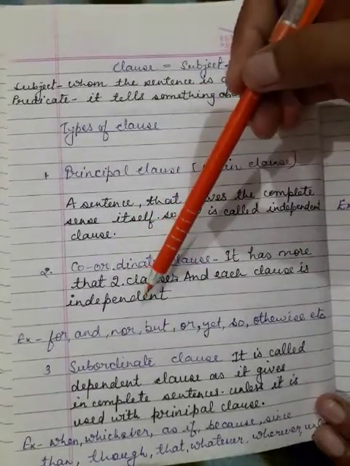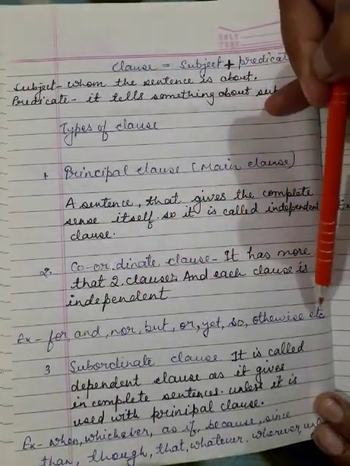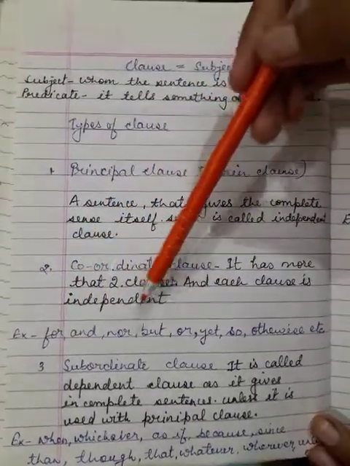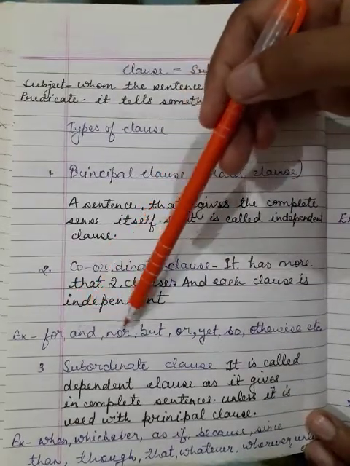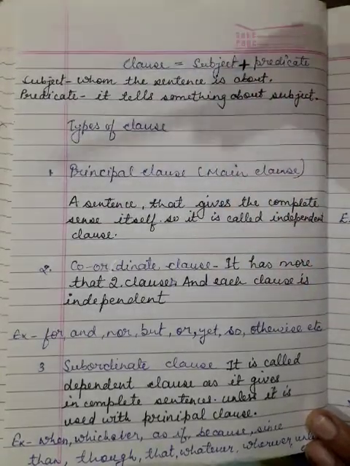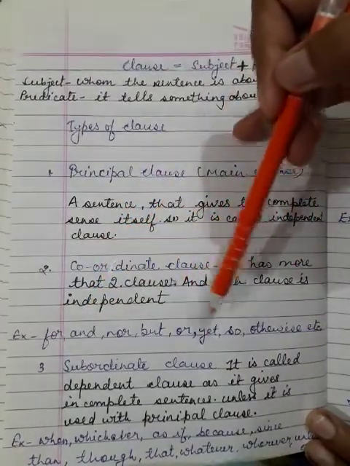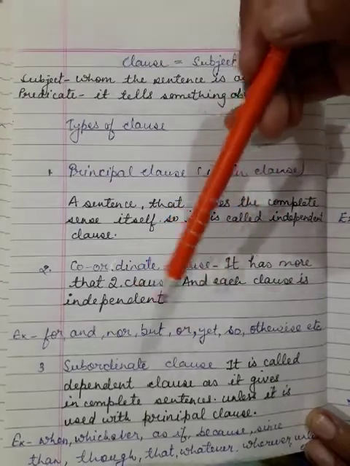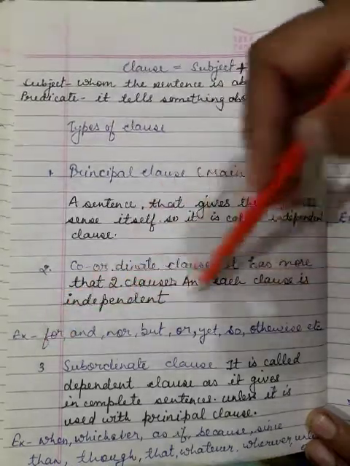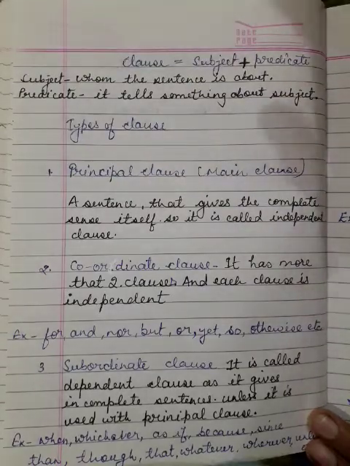And to identify, you can see for, and, nor, but, or, yet, so, otherwise, etc. So if two clauses, it means two sentences, are joined with for, and, nor, but, or, yet, so, otherwise, etc., इसके अलावा भी बहुत सारे हैं. So such conjunctions can be an identification of a coordinate clause, right? If you remember these things, you may be able to identify easily what a coordinate clause is.